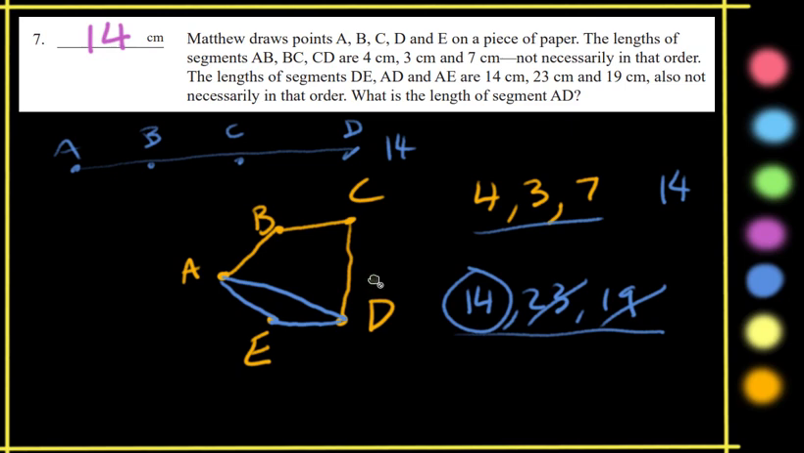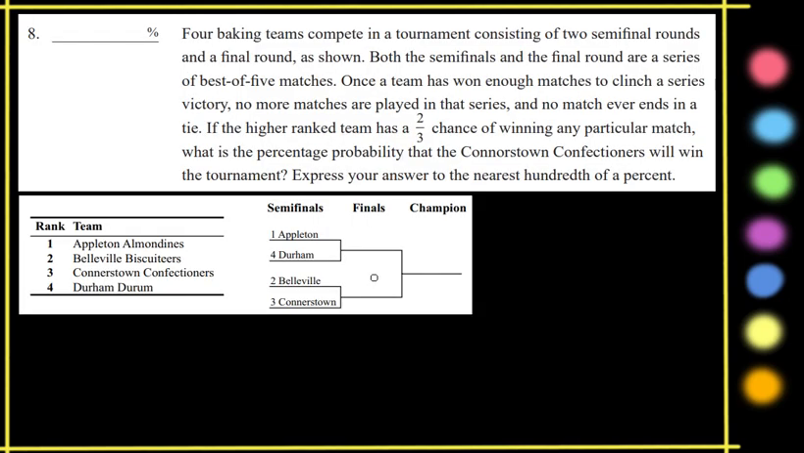All right, let's move on to the last problem from the target round. This one says there are 4 baking teams that compete in a tournament consisting of 2 semifinal rounds and a final round, as shown. So they each have a seed. It says both the semifinal and the final round are a series of best-of-5 matches. Once a team has won enough matches to clinch a series victory, no more matches are played in that series, and no match ever ends in a tie.